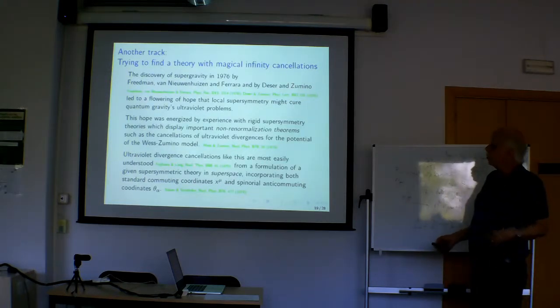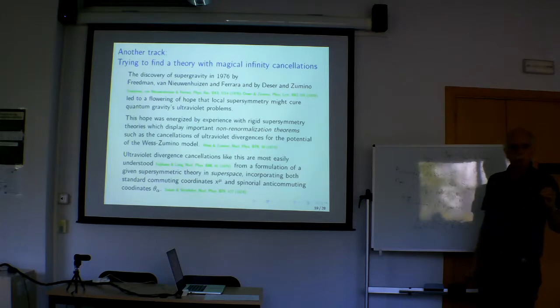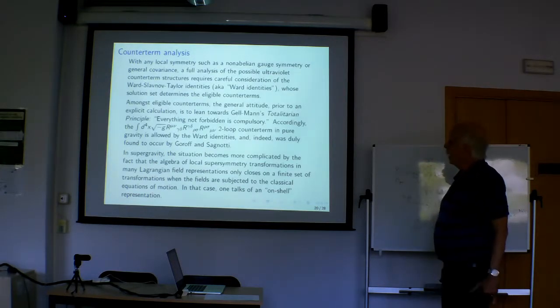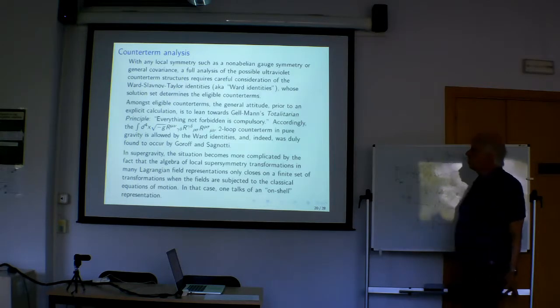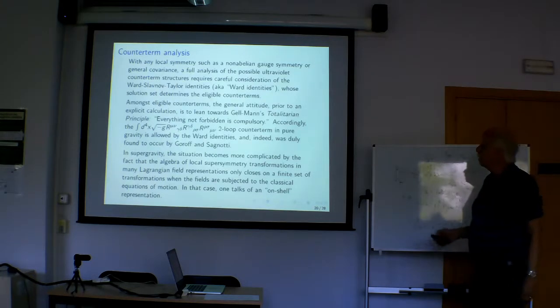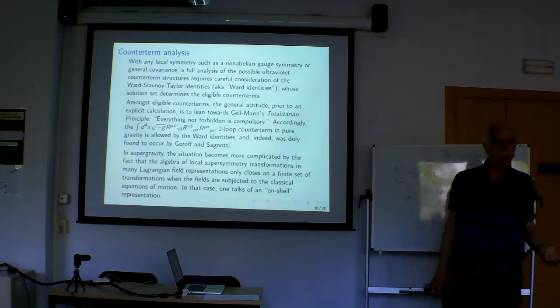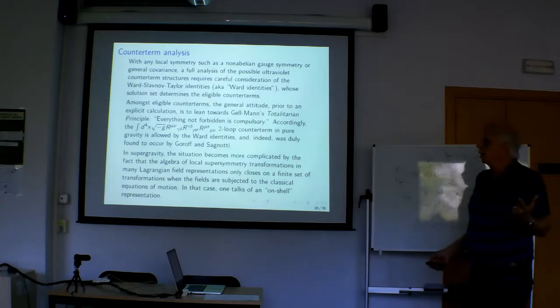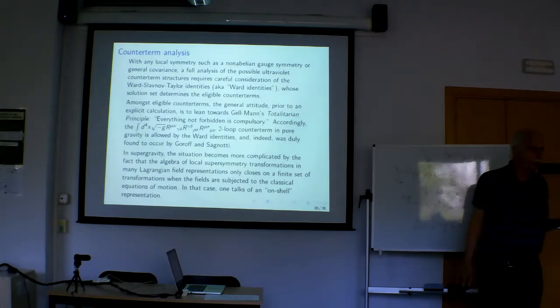But anyway, this is a formulation where the divergent cancellations become particularly clear. So there was hope that maybe supersymmetry does the job. So you have to go back and study the counterterms. This is similar to the non-abelian gauge symmetries in Yang-Mills theory and general covariance. As we've seen, you have to use the Ward identities, Ward-Slavnov-Taylor identities, whose solution set determines the eligible counterterms. Once you find eligible counterterms, until you've done the calculation, you don't know anything, strictly speaking, other than the fact that there could be such an infinity.